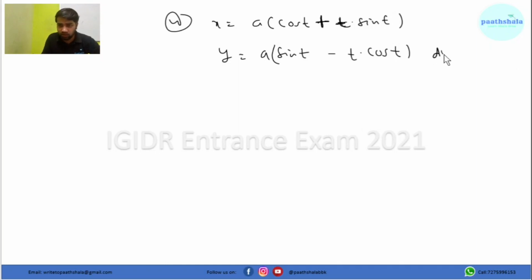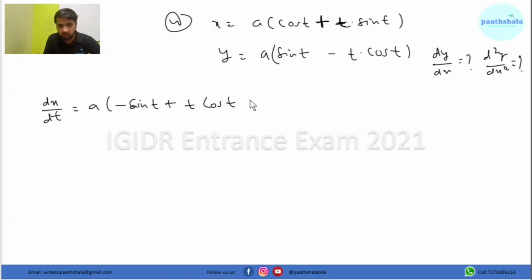So now let's differentiate x with respect to t, and we have to find dy by dx here and d2y by dx2 as well. We'll tell you later what is d2y by dx2. So first find dy by dx. Okay, so dx by dt, this will come out to be a, and differentiation of cos t is minus sin t, plus we'll apply product rule, that is first into differentiation of second, that is cos t, plus we'll write sin t as it is, and differentiation of t is 1.